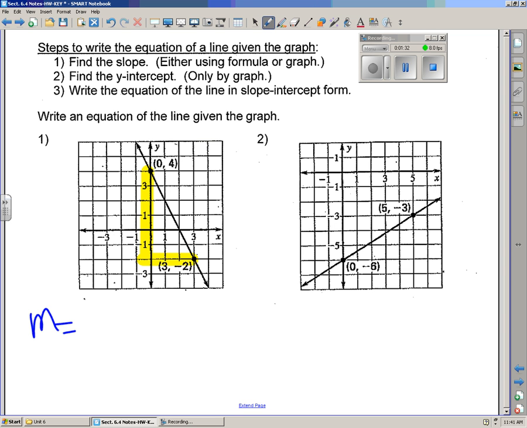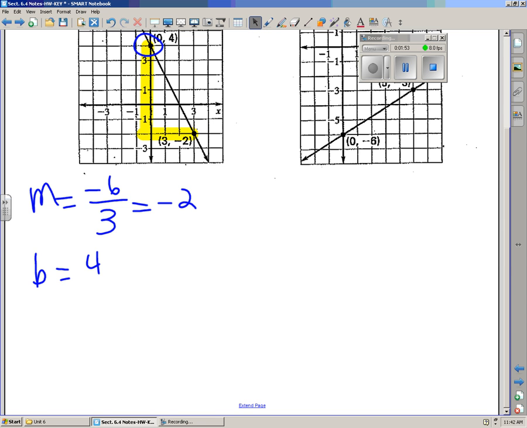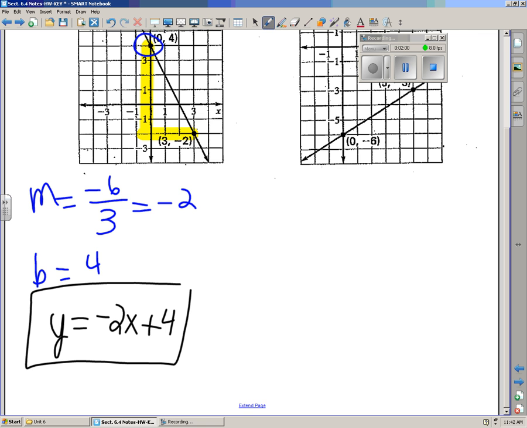My slope would be down 1, 2, 3, 1, 2, 3, 4, 5, 6, and over to the right 2, 3. So it'd be negative 6 over 3. And you need to simplify all slopes, so that becomes a negative 2. Your y-intercept, the point where you cross the y-axis, is 4. So now you're really back to where you were on the first page. Writing the equation of the line, you get y equals negative 2x plus 4.